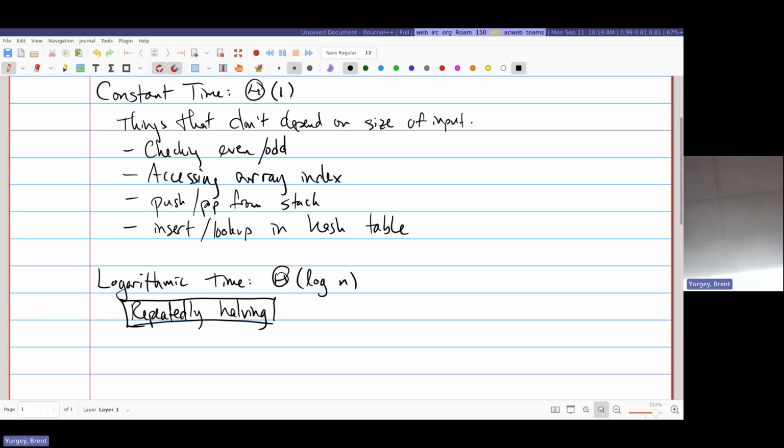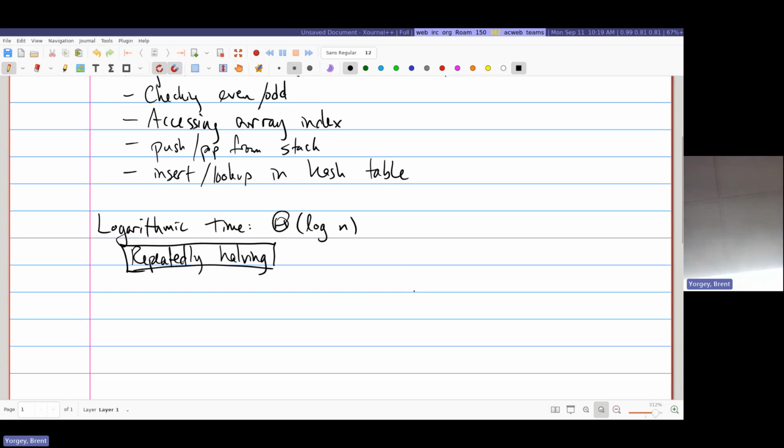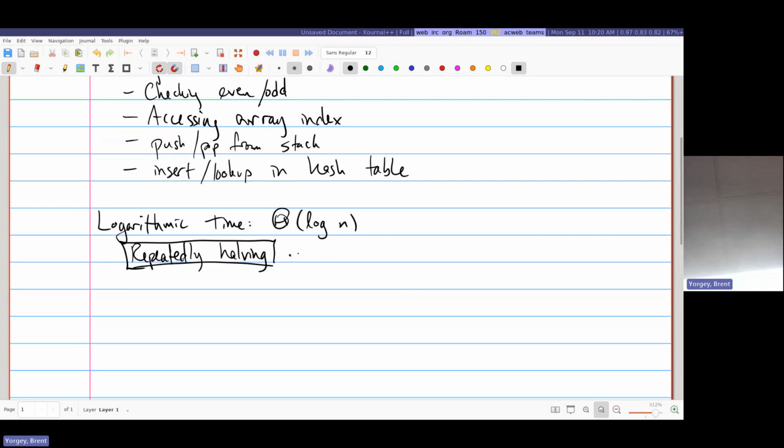Anytime that you're taking something and cutting it in half, and in half again, and again until you get down to one thing, the number of times you have to cut it in half, that's the log base 2. And of course, if instead of half you divide by 3 every time, that's the log base 3, and so on. So what are some examples? Anyone have examples of things that take log n time?